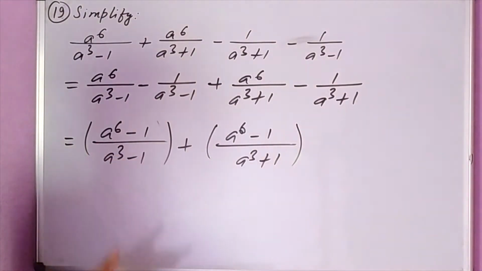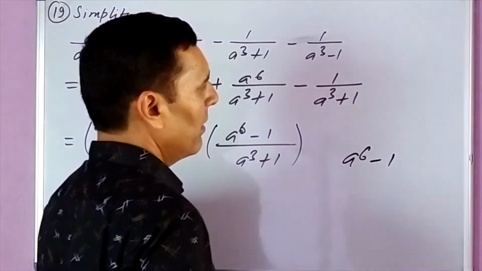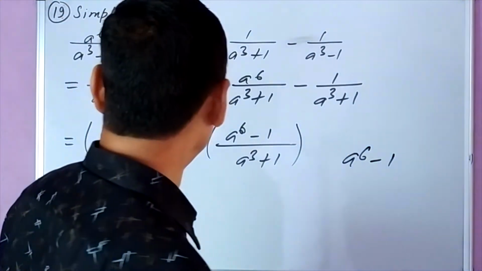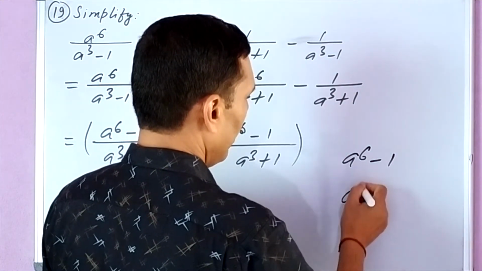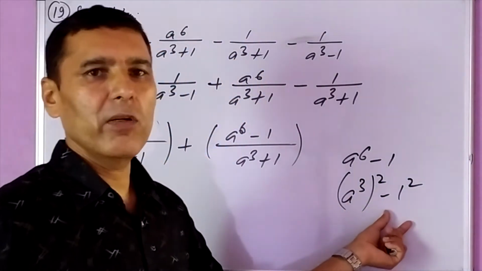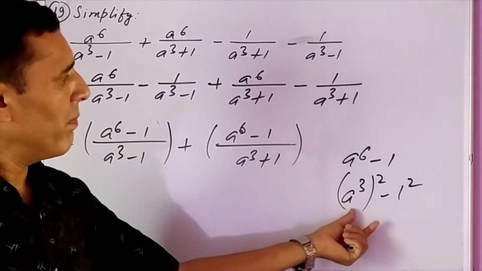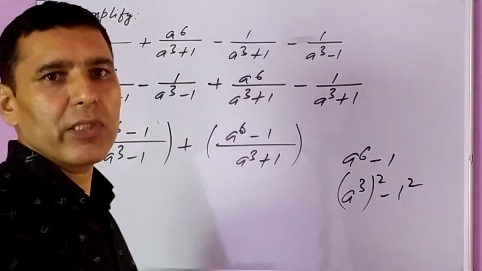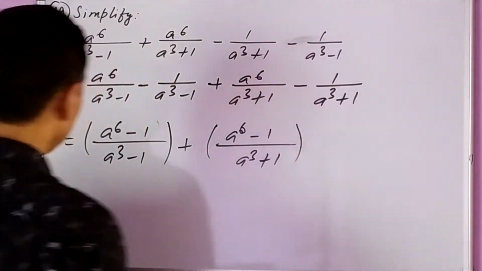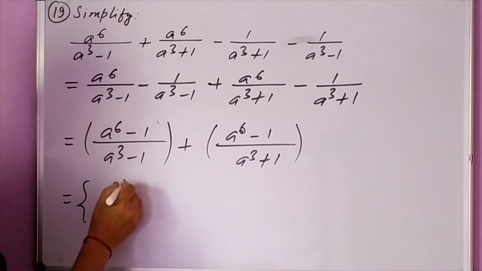Now after that, for this a^6 minus 1, we can make it either a^2 minus b^2 or a^3 minus b^3. If we make it (a^3)^2 minus 1^2, we get (a^3 plus 1)(a^3 minus 1), and this a^3 minus 1 will be cancelled. So instead of making a^3 minus b^3, we are making a^2 minus b^2, so that one factor will be cancelled in numerator and denominator. This is (a^3)^2.